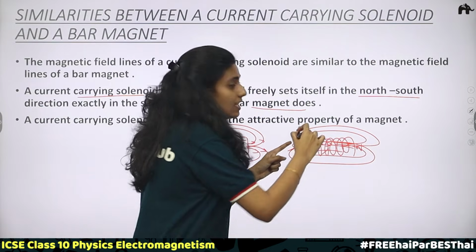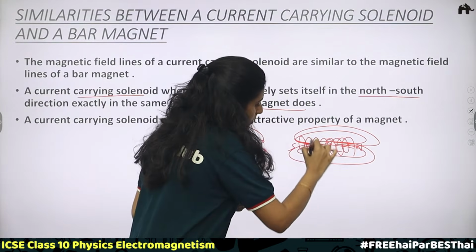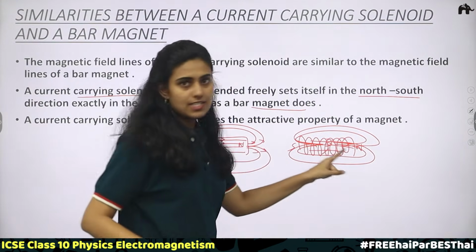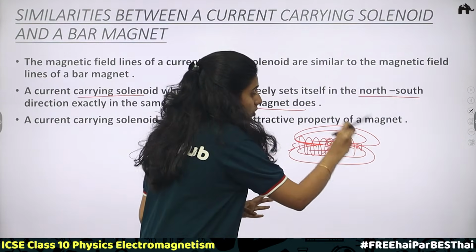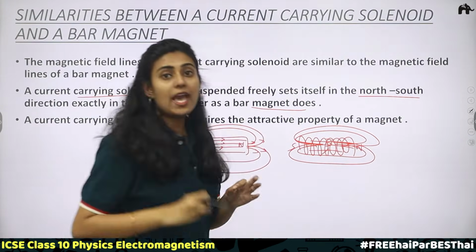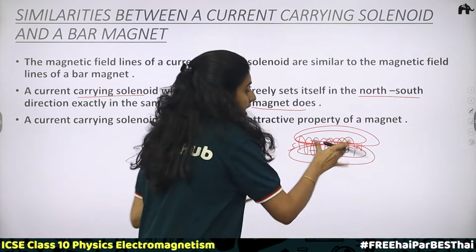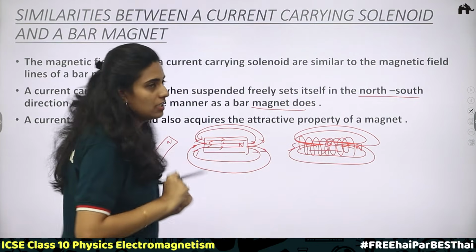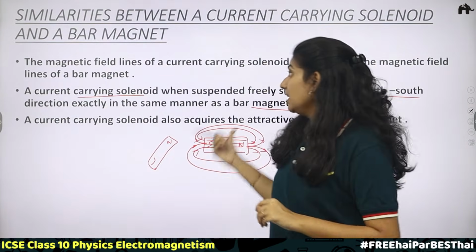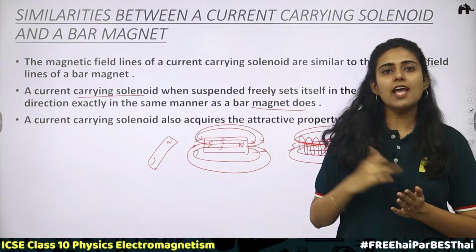Solenoid we know is a long copper wire which is wound in the form of a cylinder. When current flows through it, you can see that this solenoid will be acting as a magnet. It has gained the attractive property like the normal bar magnet. So these three are the important points when you take the similarity between a solenoid and a bar magnet.